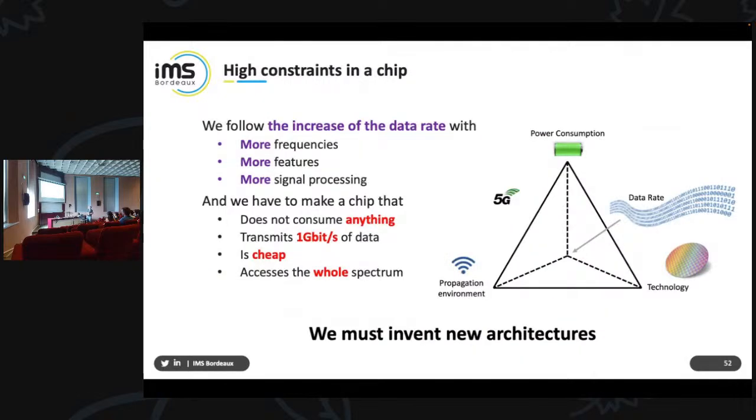And when I talk about 5G, and we will have to go to 6G after, it's not terabit per second, it's just 1 gigabit per second. Now we are able to achieve it, but we want it to be cheap because you buy your smartphone for a few $100s, not several thousands of dollars.